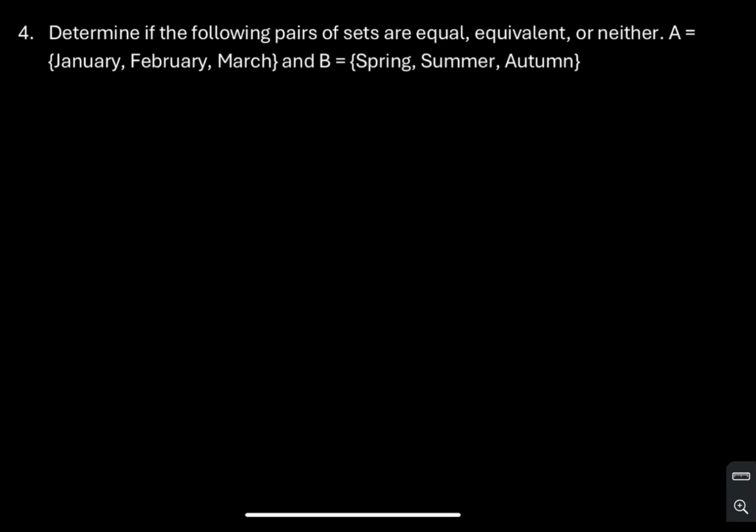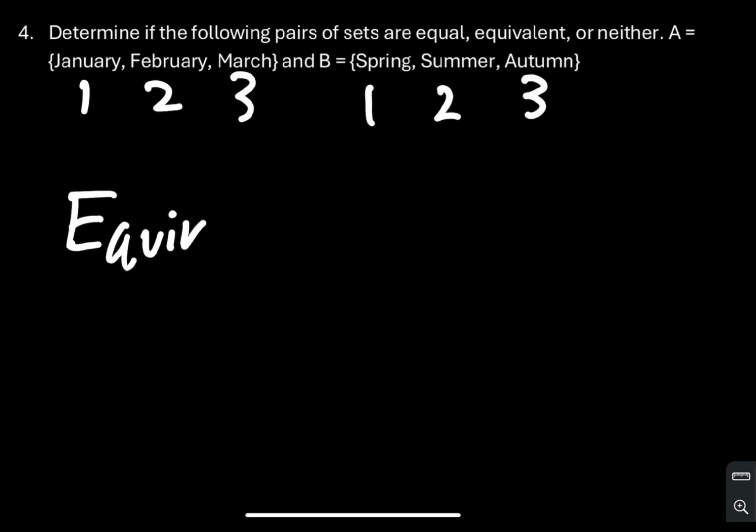So for this fourth problem, it says determine if the following pairs of sets are equal, equivalent, or neither. We have set A that has the elements January, February, March, and set B that has spring, summer, autumn. So set A has 1, 2, 3 elements, and set B has 1, 2, 3 elements. So they don't have the same exact elements, but they have the same number of elements. So since they have the same number of elements, this means that these sets are equivalent. And that's going to be your answer.